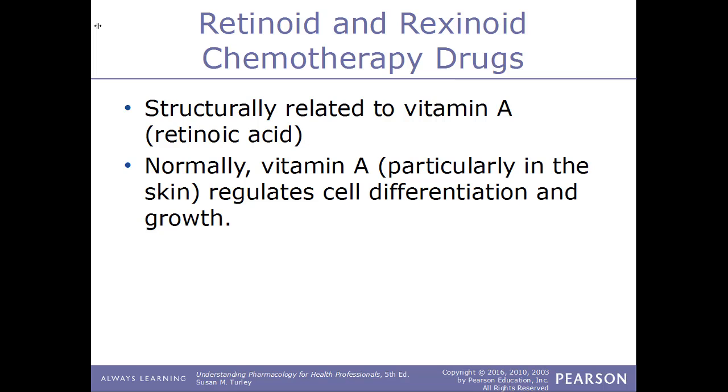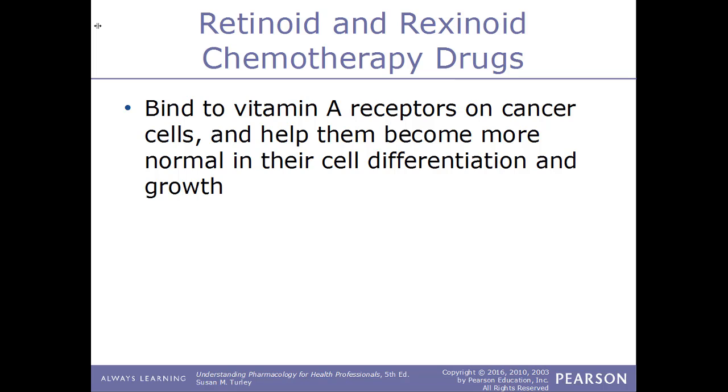The next type of chemotherapy drug we'll talk about are the retinoid and rexinoid drugs. Now, these will be structurally related to vitamin A, which is also known as retinoic acid. Now normally, vitamin A, in particular in the skin, will regulate cell differentiation and growth. Now these kinds of chemotherapy drugs will bind to vitamin A receptors on cancer cells and help them become more normal in their cell differentiation and their growth.